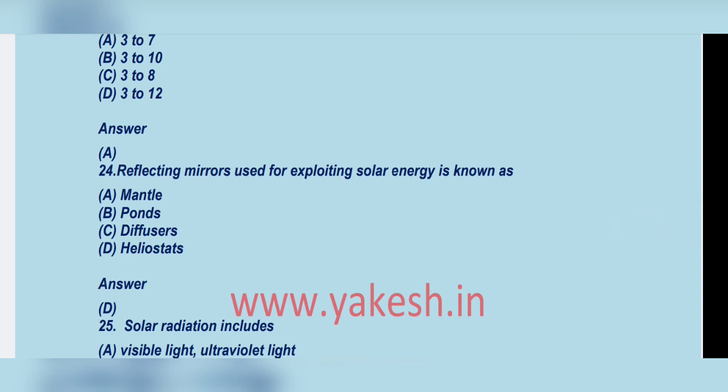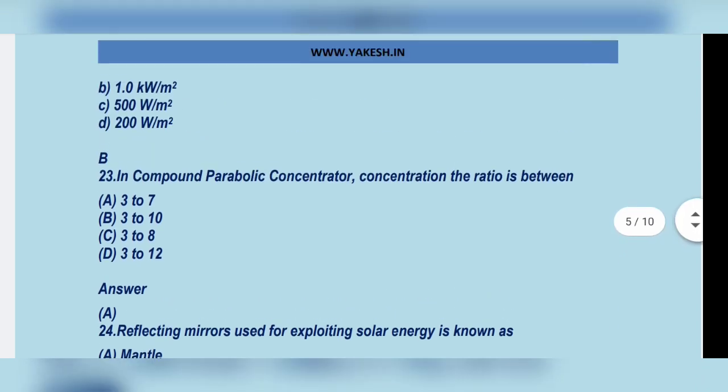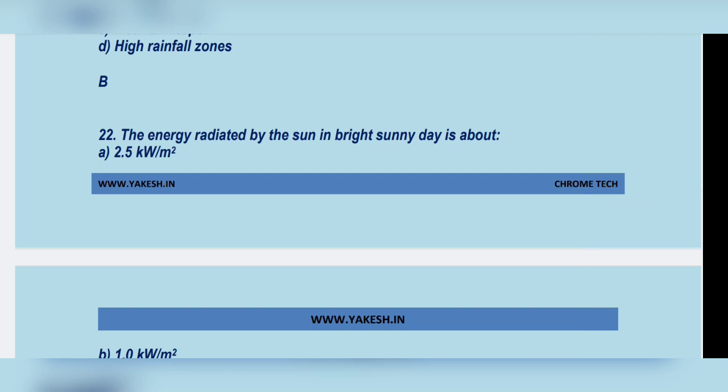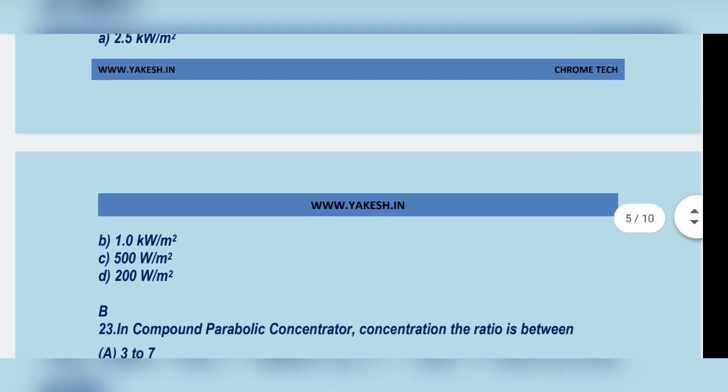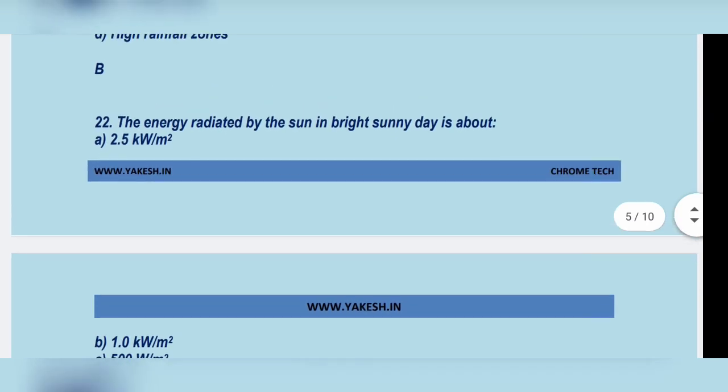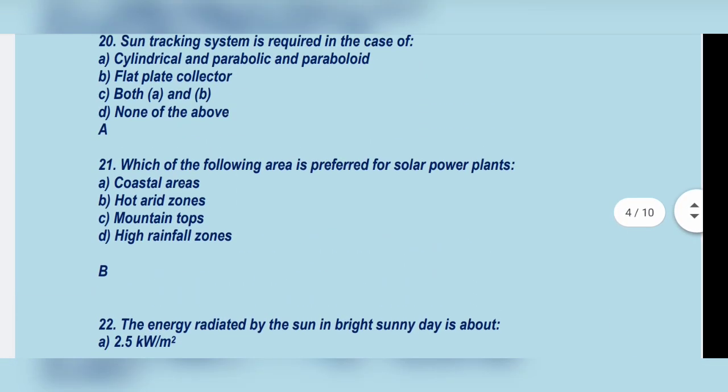Reflecting mirror used for exploiting solar energy is known as option D, heliostats. In compound parabolic concentration, the ratio is between option A, 3 to 7. The energy radiated by the sun in bright sunlight, option B is correct answer, 1.0 kW per meter square. Which of the following area is preferred for solar power plants?